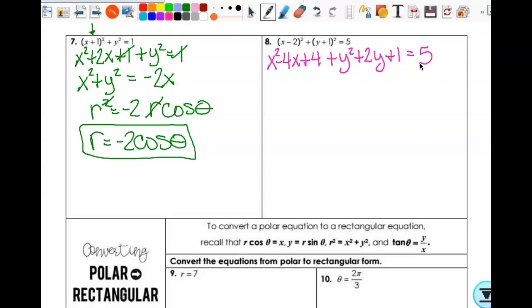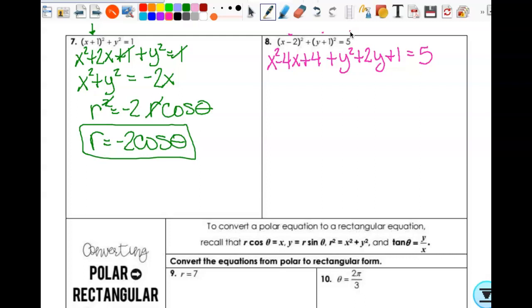Okay, we all good? So looking at the rectangular form, that's a circle as well. Just FYI, this is a circle. I can tell you the center is at (-1, 0) and the radius is 1. This center is at (2, -1). The radius is the square root of 5. Okay, that's what it means there. So both of these are going to graph circles.